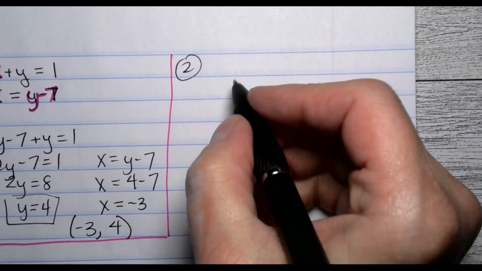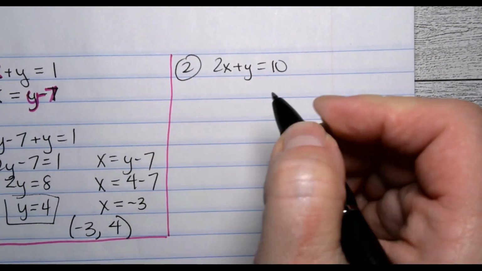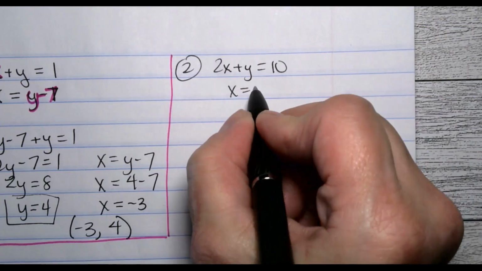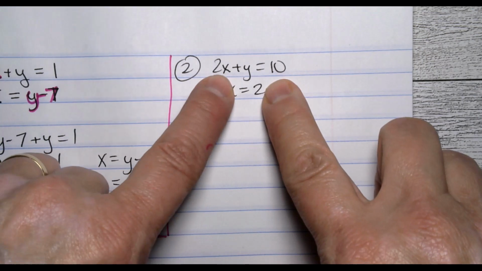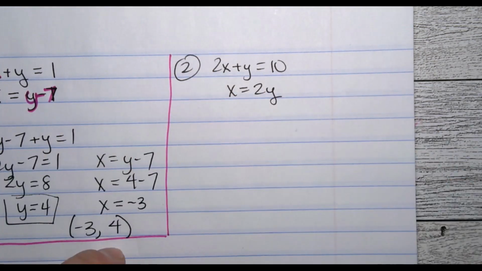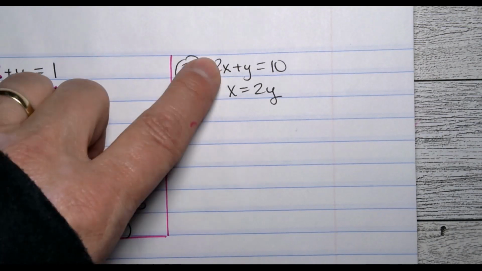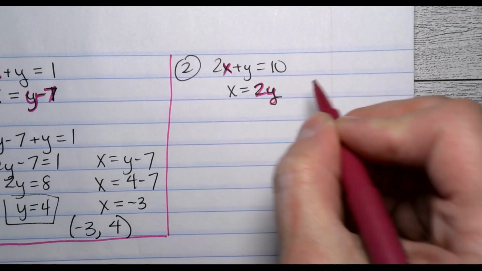Okay, the problem was 2x plus y equals 10 and x equals 2y. If this were just x equals 2, you would put a 2 in here. But it's not x equals 2, it's x equals 2y. We still do it the same way. We're just going to put where x is going to turn into a 2y.